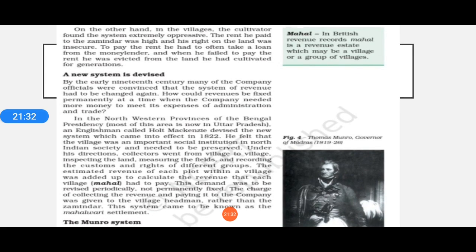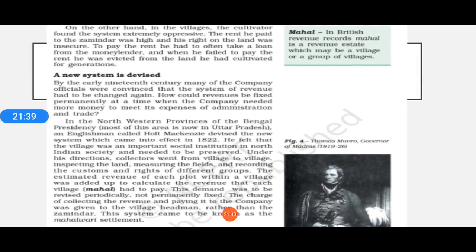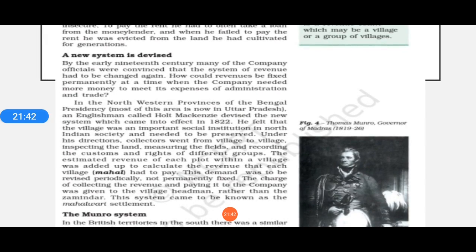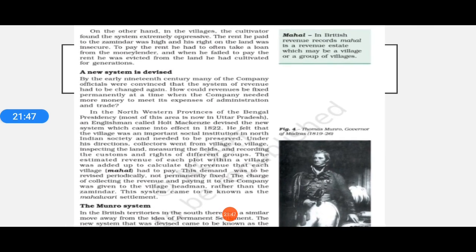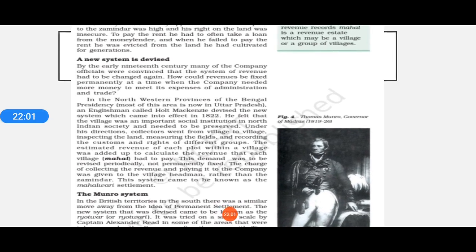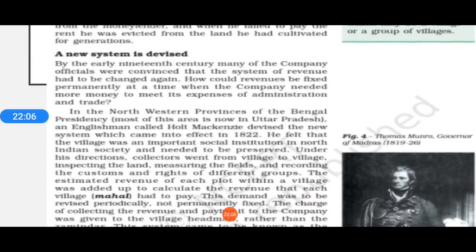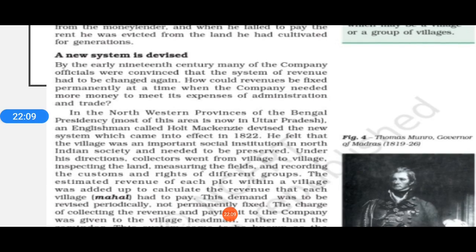A new system was coming, developed and devised by Thomas Munro in the year 1822, and this system was also devised by Holt Mackenzie. In this system he said that the fixed revenue system was incorrect, that the previous system had failed, because the revenue had been fixed. So they brought some changes in the second system. The second system we are talking about is the Mahalwari system.